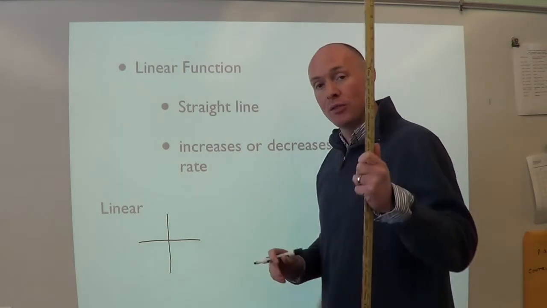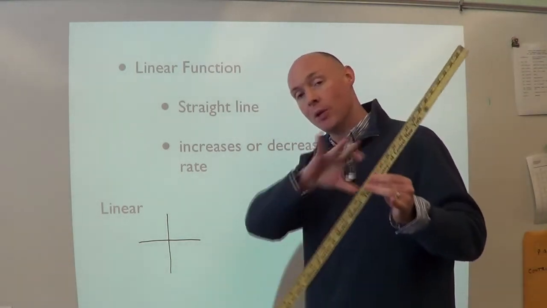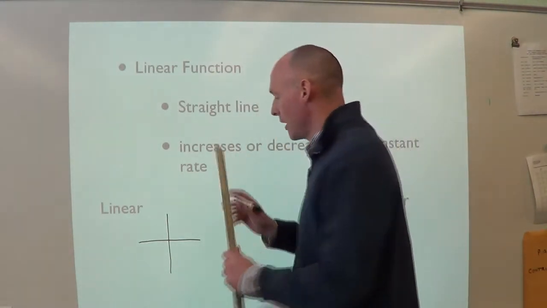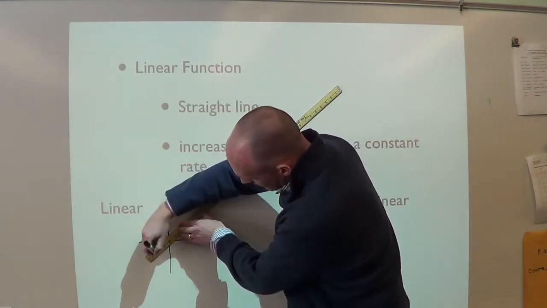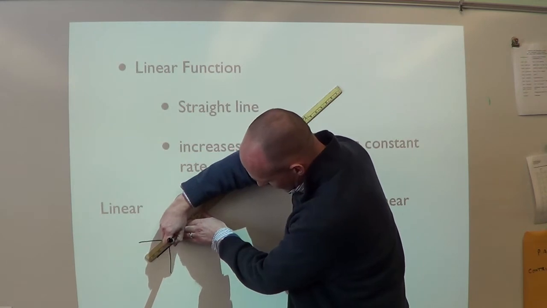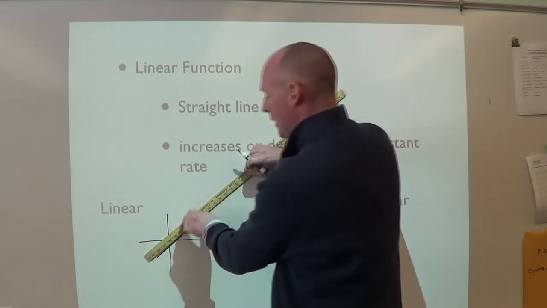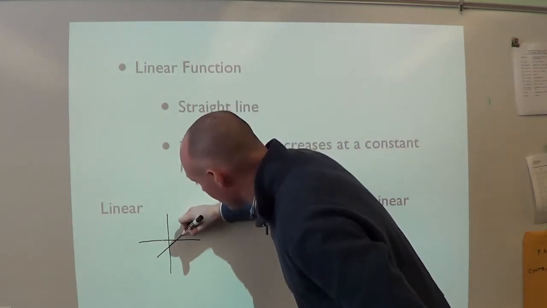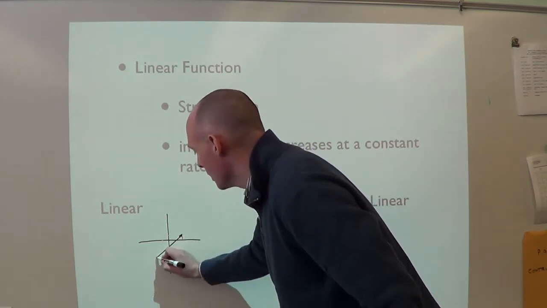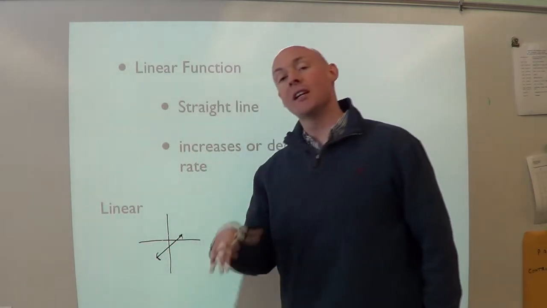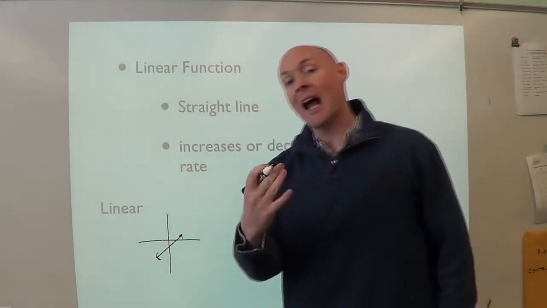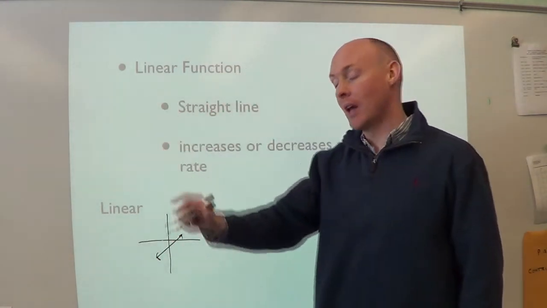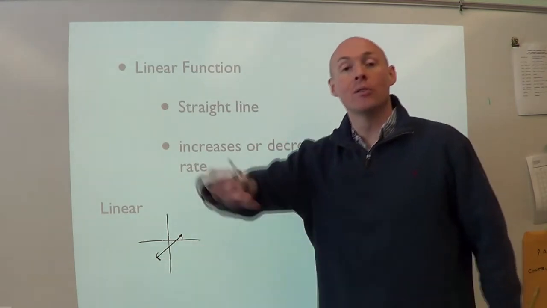And in order to show it as a straight line, make sure you have a ruler or straight edge, something to make it straight. So here I have, boom, and I'll draw a straight line. Perfect. Now I'm going to draw little arrows to signify that it increases or decreases at a constant rate, and it is a straight line. Those arrows show that it goes on forever.